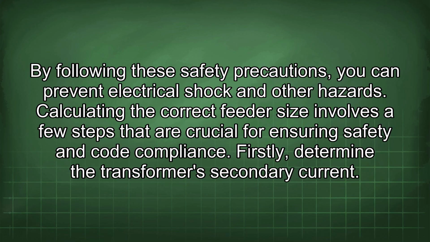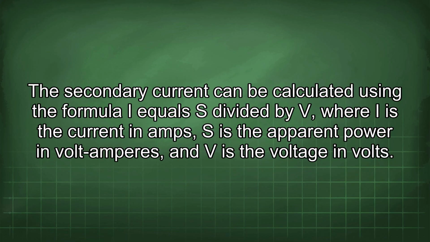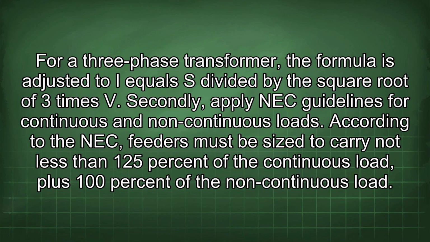Calculating the correct feeder size involves a few steps that are crucial for ensuring safety and code compliance. Firstly, determine the transformer's secondary current. The secondary current can be calculated using the formula I = S divided by V, where I is the current in amps, S is the apparent power in volt-amperes, and V is the voltage in volts. For a three-phase transformer, the formula is adjusted to I = S divided by the square root of 3 times V.